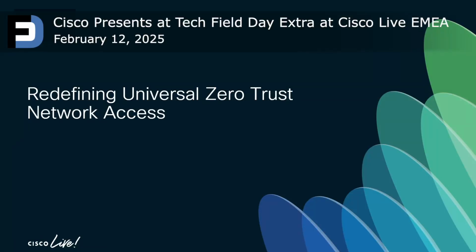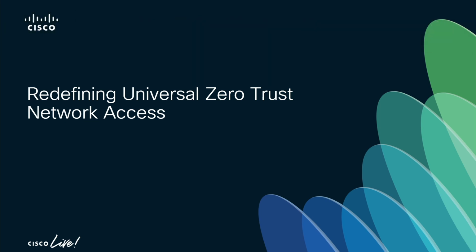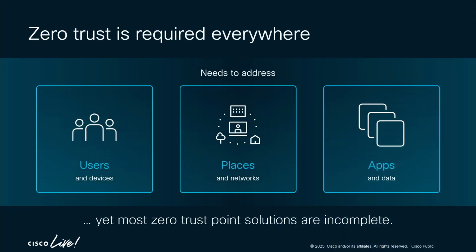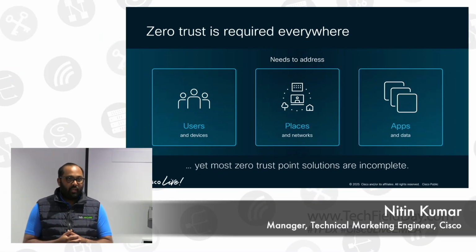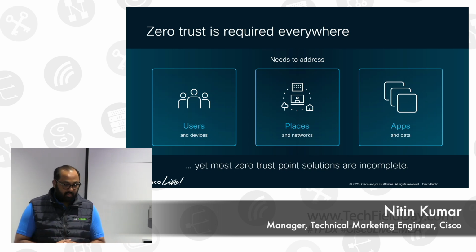I'm part of the cloud security group at Cisco, and we focus on a lot of different topics and technologies. Specifically today, I wanted to talk about universal zero trust access and how we're approaching redefining it from a perspective of improving our own technology, but also how we're stitching together some of the solutions that we already own so these can work more cohesively.